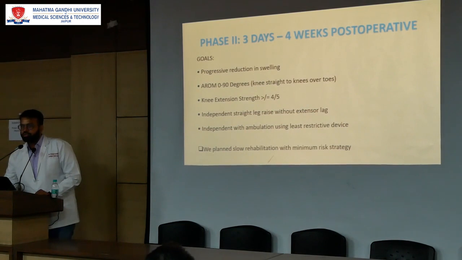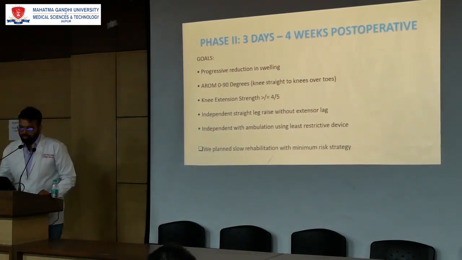Phase 2 starts from day 3 and extends up to 4 weeks post-operatively. Goals of this phase are progressive reduction in swelling, active range of motion 0 to 90 degrees, that is knee straight to knee over toes. Knee extension strength should be equal to or more than 4, independent straight leg raise without extensor lag, and independence with ambulation using least restrictive devices.